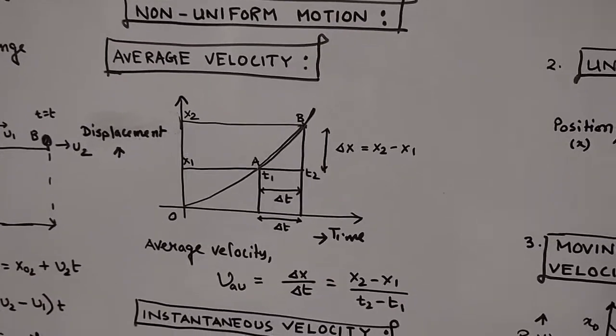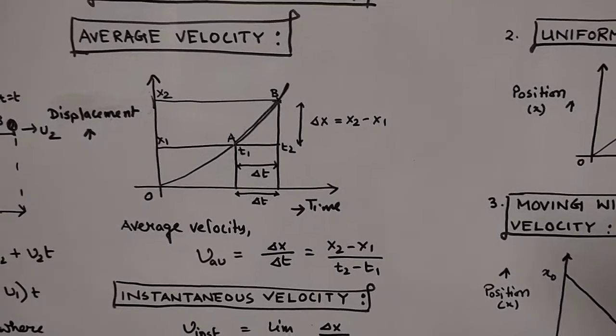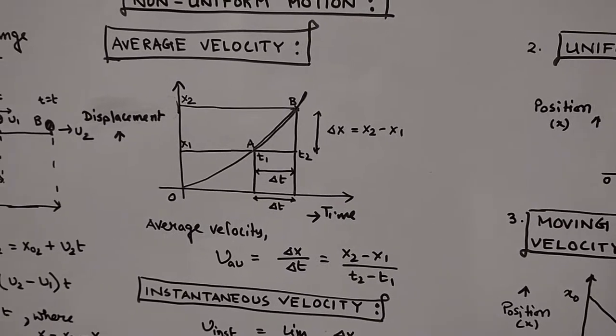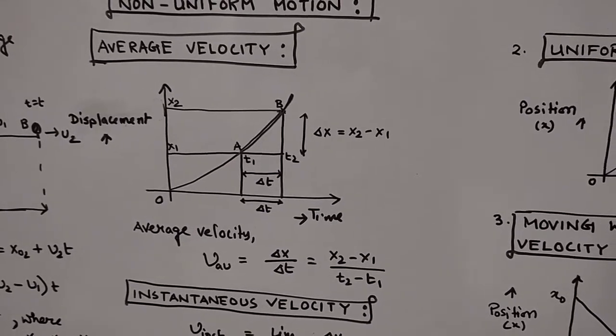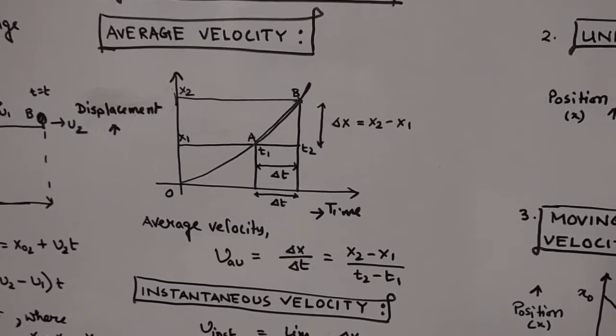So this change in displacement with respect to the change in time gives you the average velocity, and already we have used this formula in our numericals in the last class. So v average, the average velocity, equals del x by del t, that is x2 minus x1 by t2 minus t1.